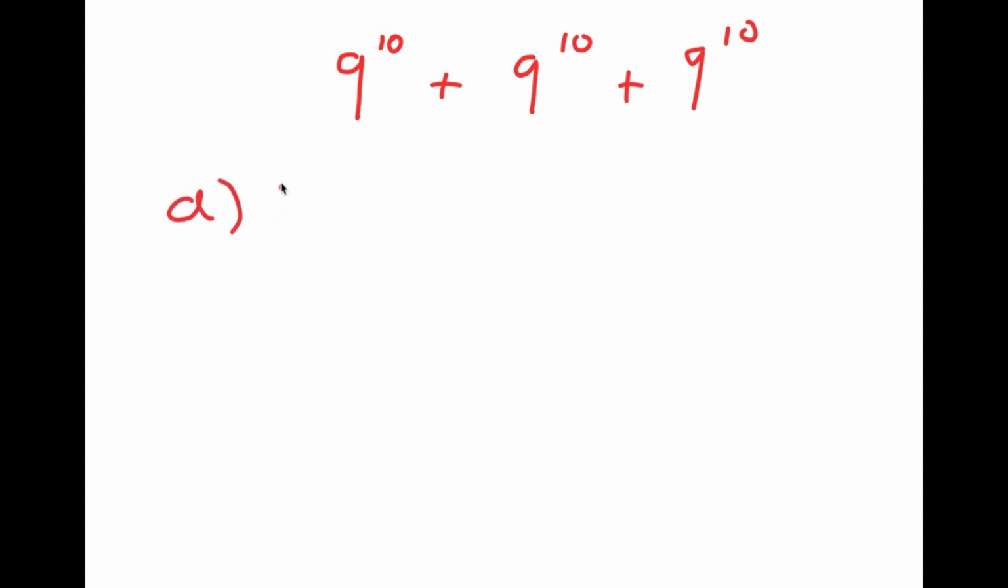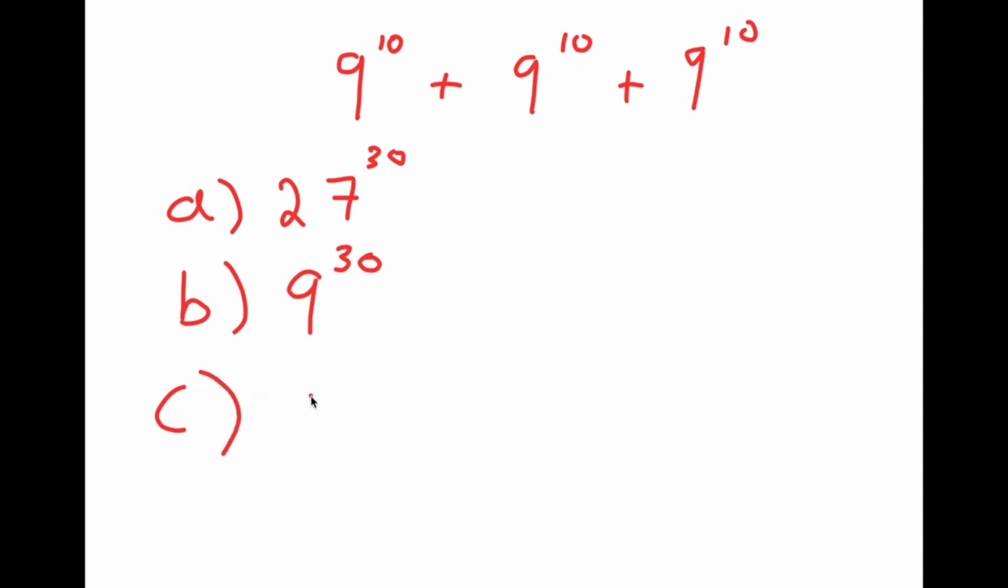So for A, I have 27 to the power of 30. For B, I have 9 to the power of 30. For C, I have 27 to the power of 10. And for D, I have 3 to the power of 21. So to first start out, let's go through all these option choices and see if they're right or not.